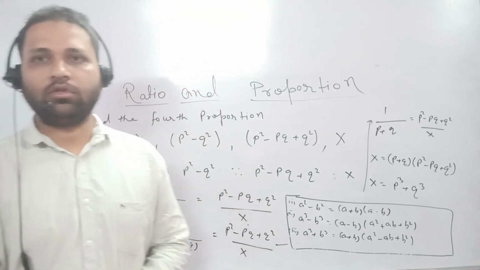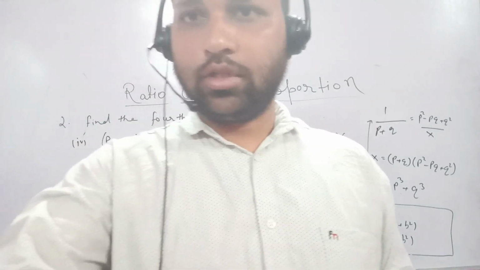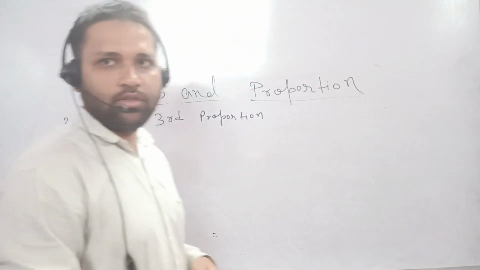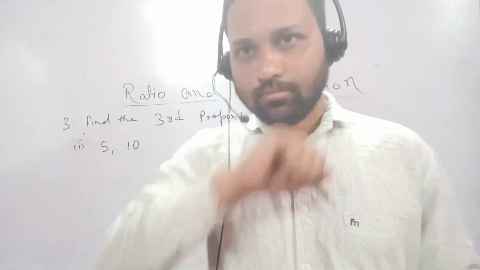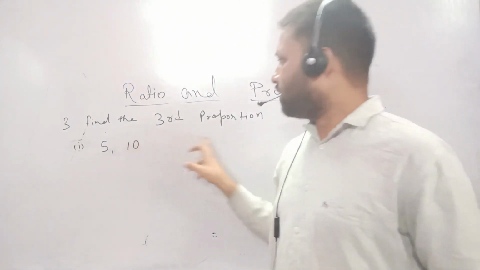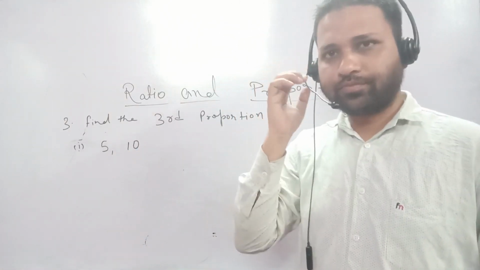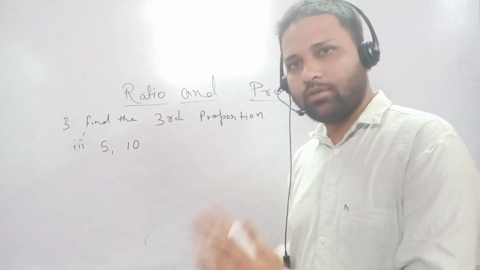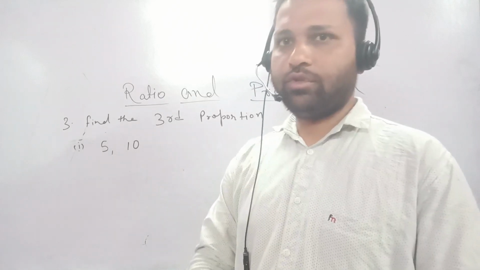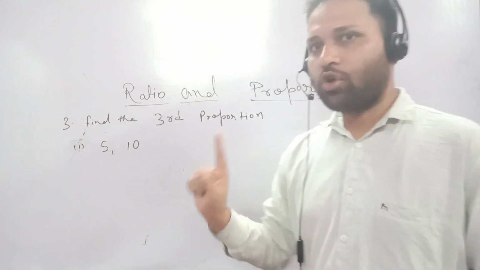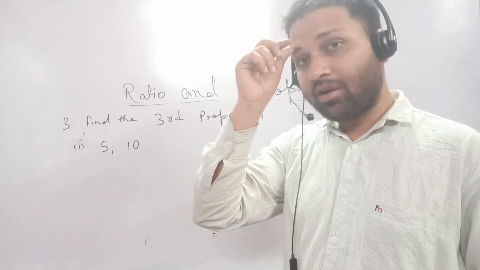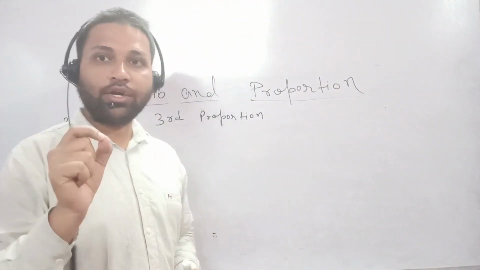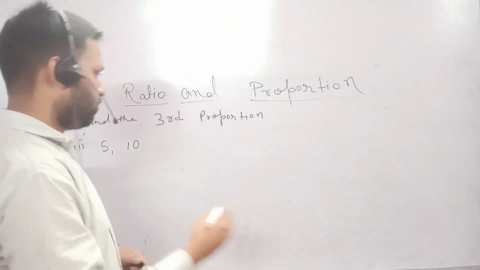Okay, now see question number 3. I am going to solve this question. This question is: find the third proportion. But only two numbers are given and we have to find the third proportion. You do not confuse. Remember one thing, solve this question, but I will give you one concept to remember. That is the continued proportion. What is the continued proportion?